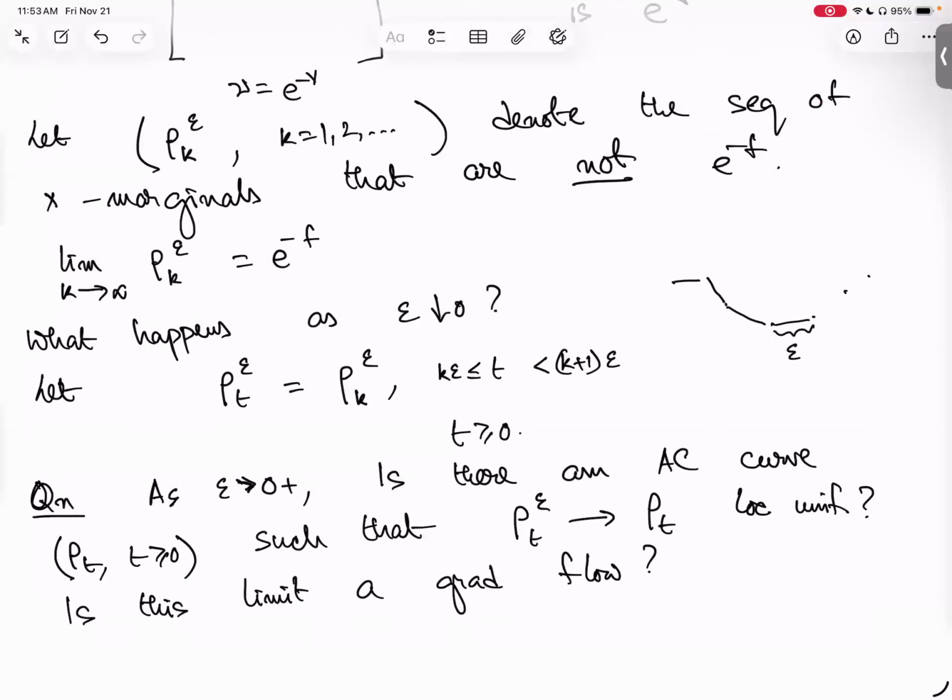So what am I doing here? I'm thinking of the iteration number of the Sinkhorn algorithm as time, but time with steps epsilon, where epsilon is my regularization parameter. Then I'm placing it in continuous time, and I'm keeping the intermediates as just constant. And so I get this curve. Now as epsilon goes down to 0, I'm asking if this becomes an absolutely continuous curve. And even more, is this absolutely continuous curve a gradient flow of Kullback-Leibler? But then the question is, what is the underlying geometry?